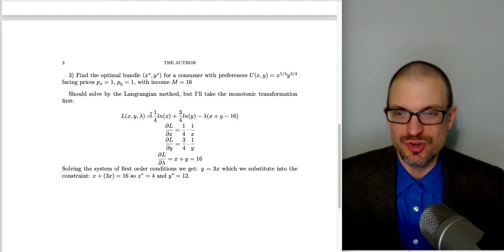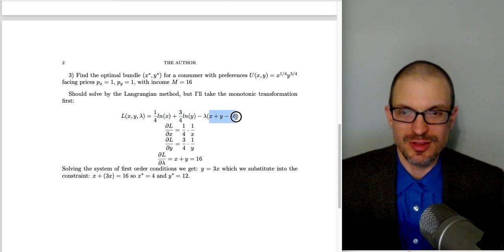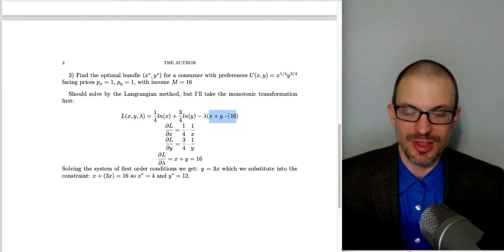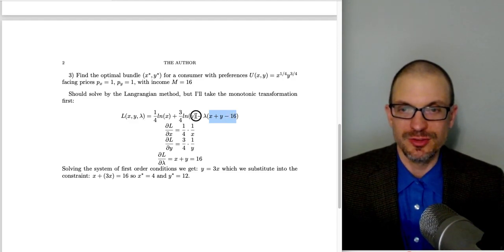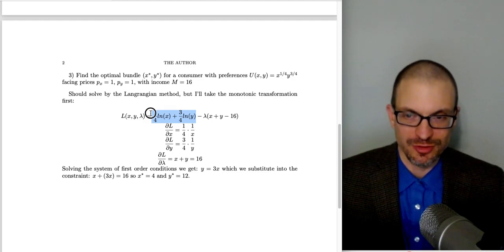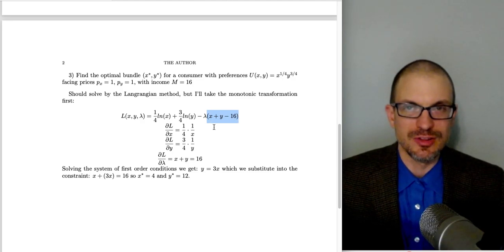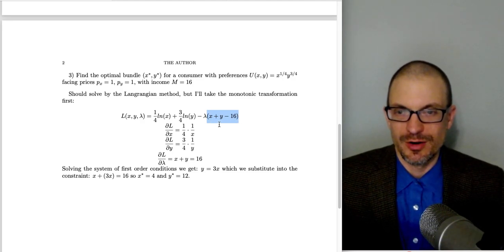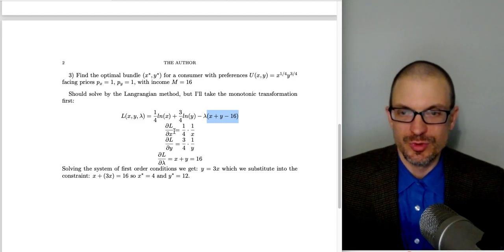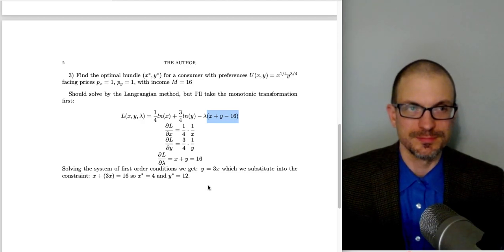All right, here the objective function is this part, the constraint is this part. Our general approach to optimization is to optimize, either maximize or minimize the objective, and then ultimately substitute your tangency condition into the constraint, right? All right, so here's the partial with respect to x, here's the partial with respect to y, here's the partial with respect to lambda. Solve the system of equations, and that gives us our solution. X star is 4 and y star is 12.